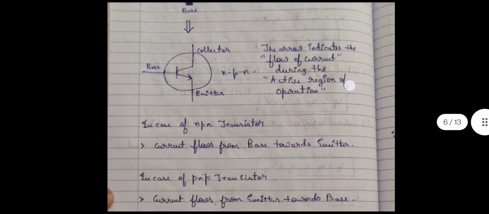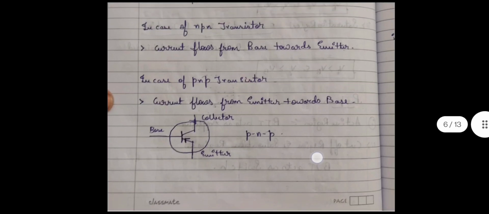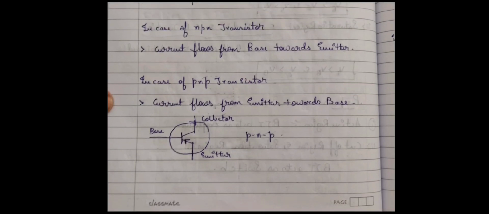And this is the PNP transistor. Here the arrow mark is from the emitter region to the base region. That's it. That's about the PNP transistor.